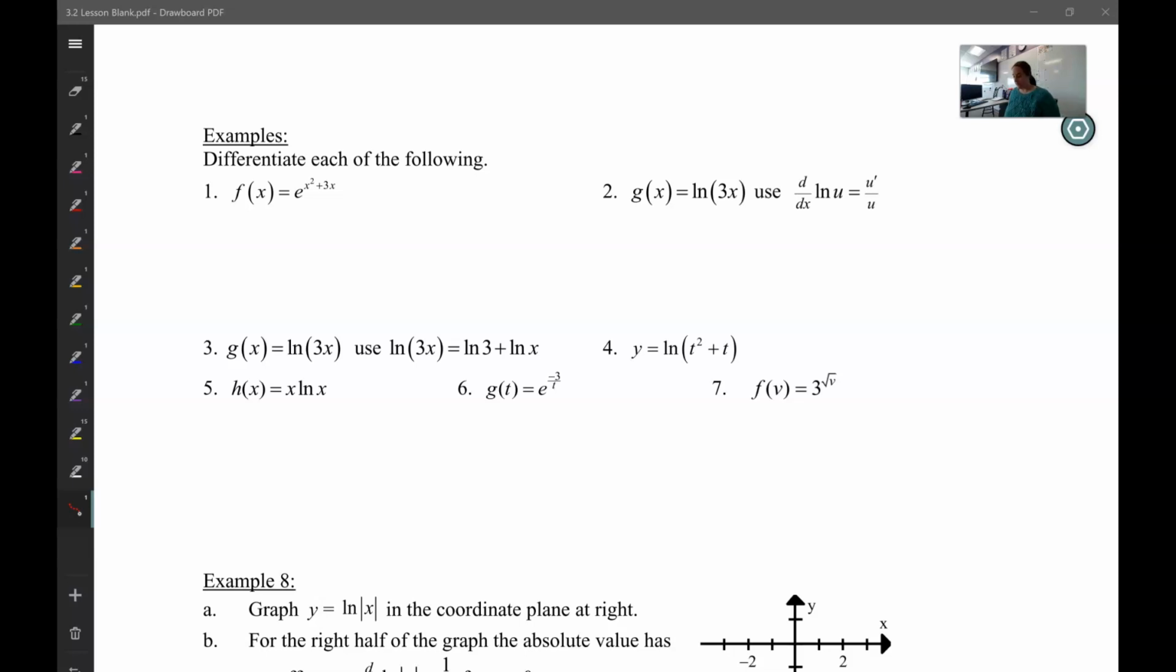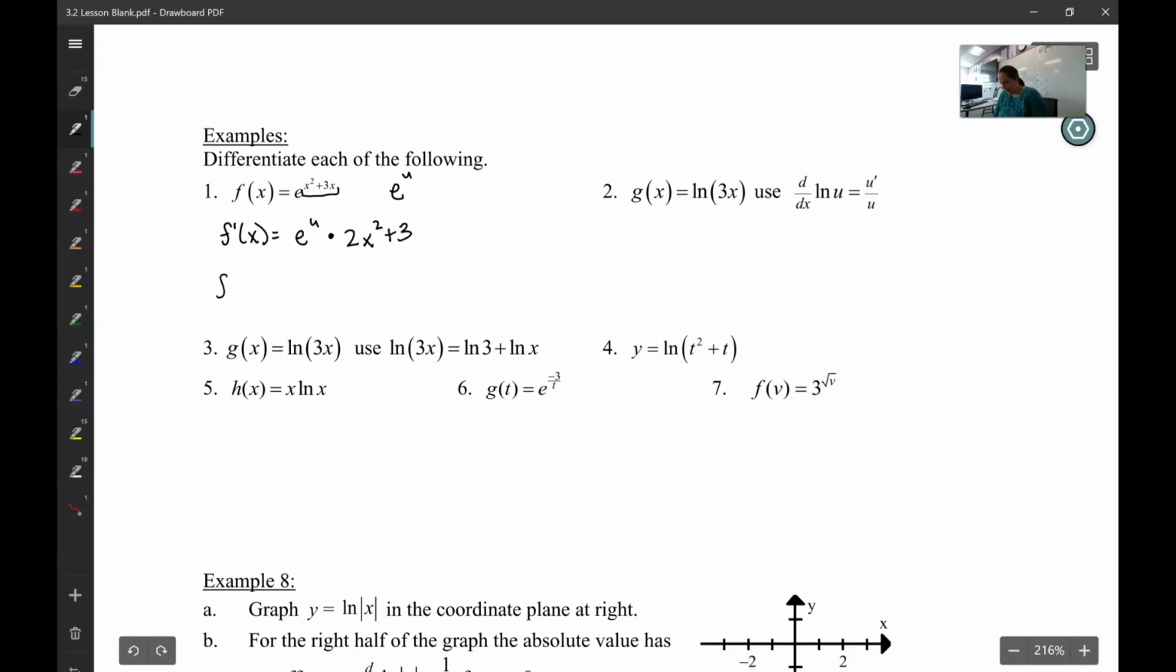Let's do some examples. So we're going to start with number 1. This is a chain rule with e to the x with the mommy and the baby. So my mommy function is e to the u. I take the derivative of the mommy, which is just e to the u, times the derivative of the baby, which is going to be 2x plus 3. There's the derivative of my baby. And then I'm going to put the baby back in. So e to the x squared plus 3x times 2x plus 3.